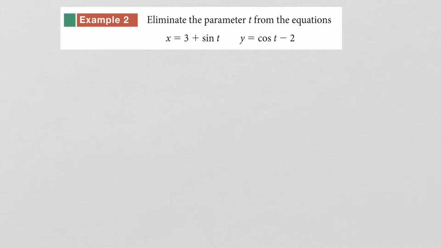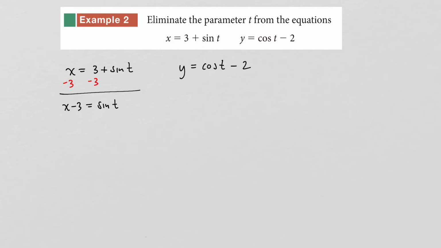In this next example, we want to go ahead and do the same thing, eliminate the parameter t from the equations. So in the first equation, we have x is equal to 3 plus the sine of t. So what I can do here is subtract 3 from both sides, and that will give us x minus 3 equals the sine of t. In the second equation, we have y equals cosine of t minus 2. And so if I add 2 to both sides, we end up getting y plus 2 is equal to cosine of t.